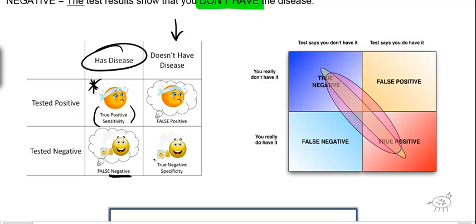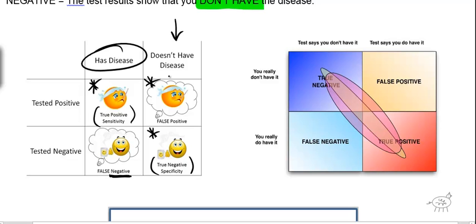Let's do the other column now, and look at this one first. You don't have the disease. You go in there, they do a test on you and they say, nope, you don't have it. And you're like, oh, okay, cool. That's why they call that true negative, because the test is correct and it came back negative because you don't have the disease. But now let's look at this one right here.